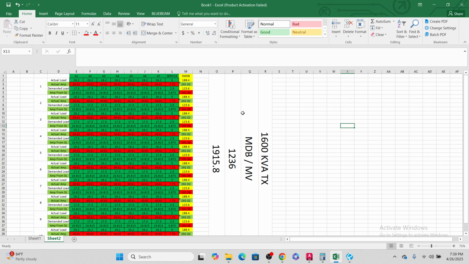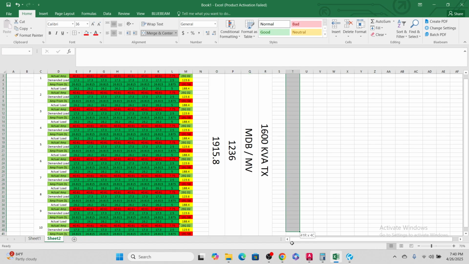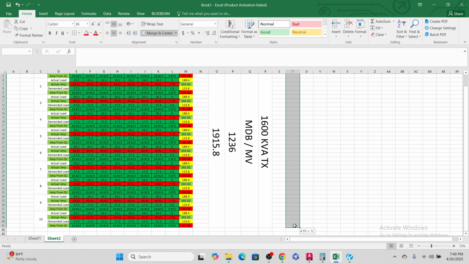Generator, which service will it cover? Maybe only the service DB or all the apartments. It depends on the design. If you want to cover all the apartments with the generator also, you have to go with the same. Okay, then what will happen? There will be a mechanical interlock here.